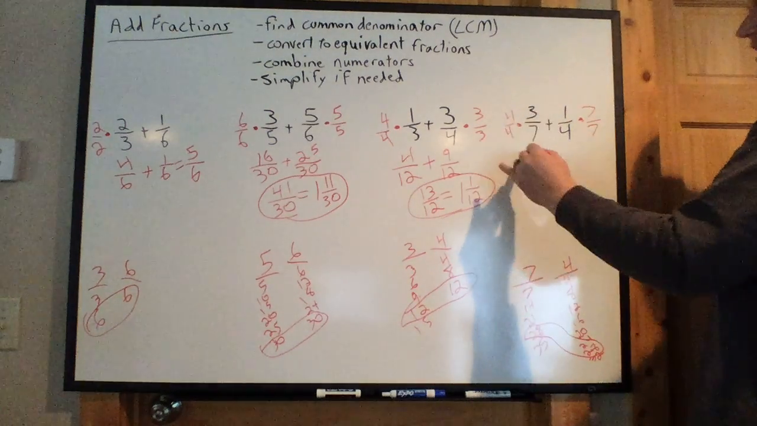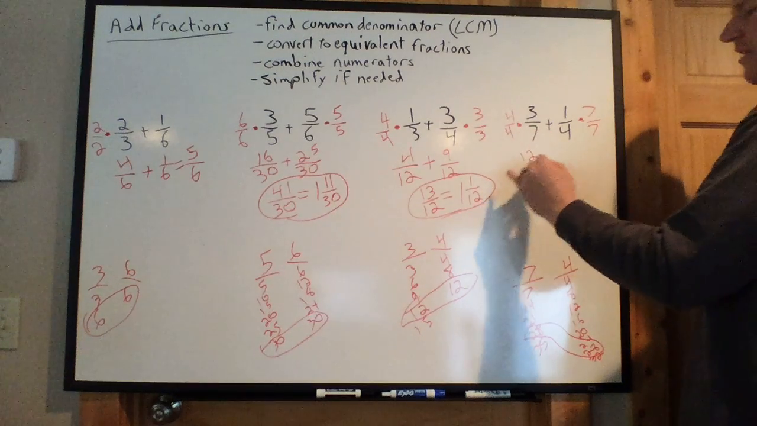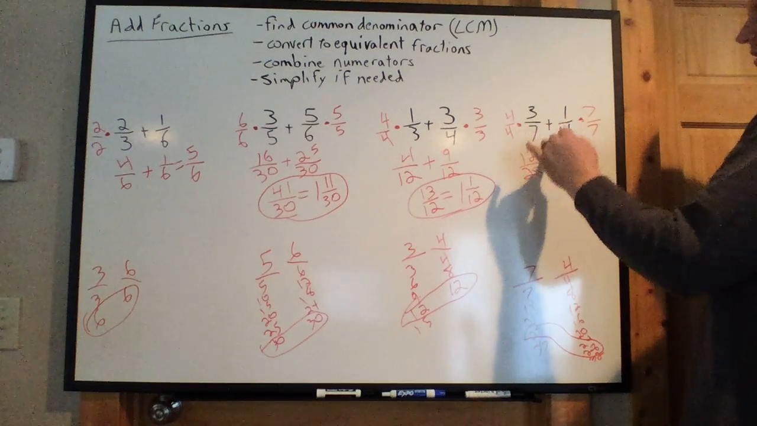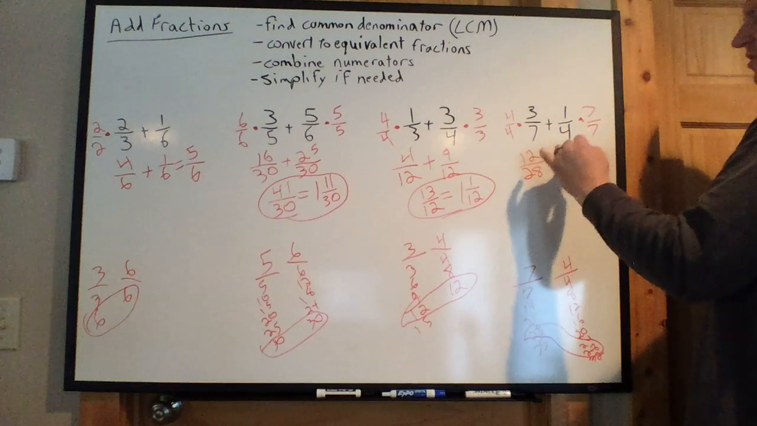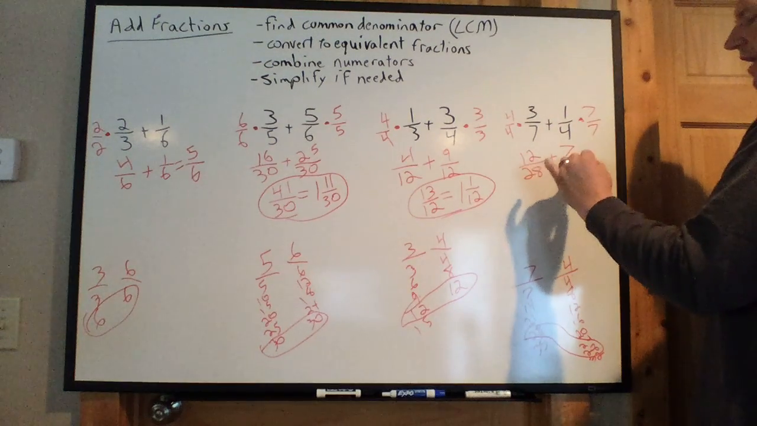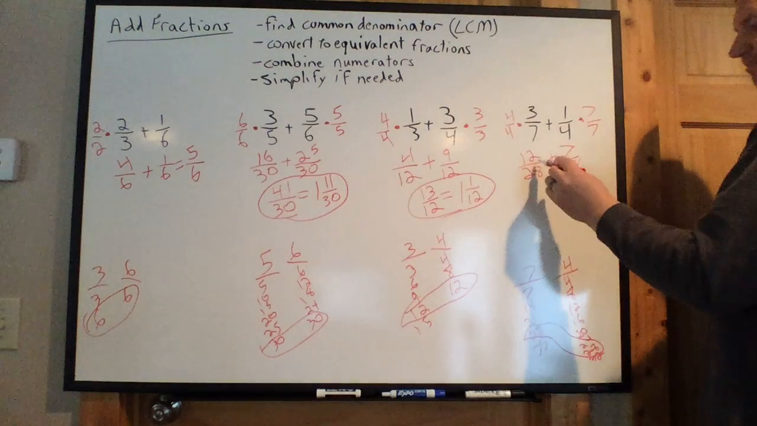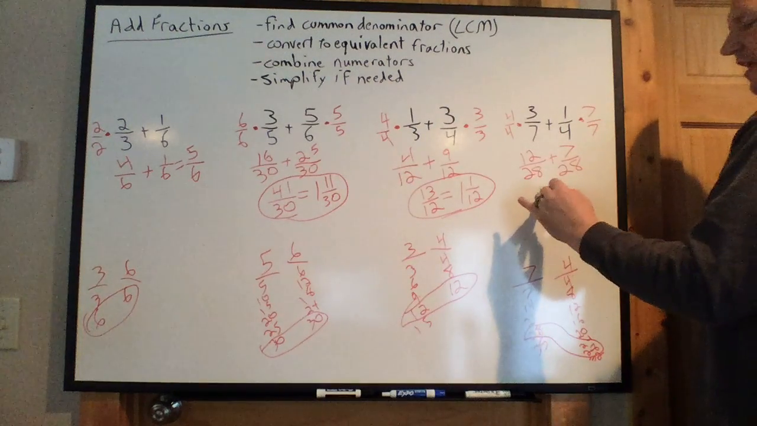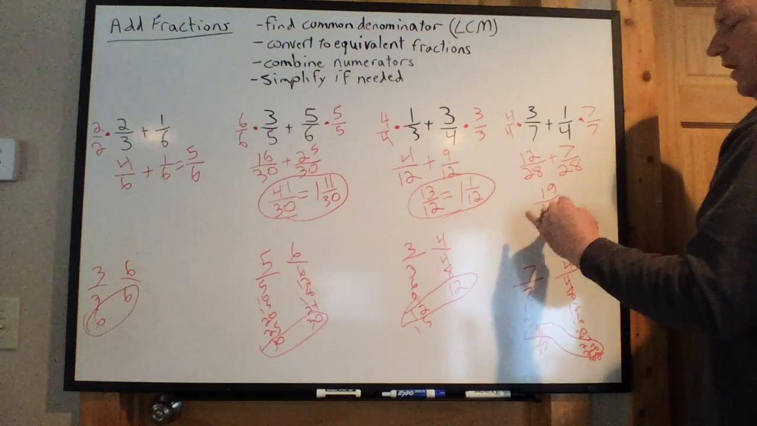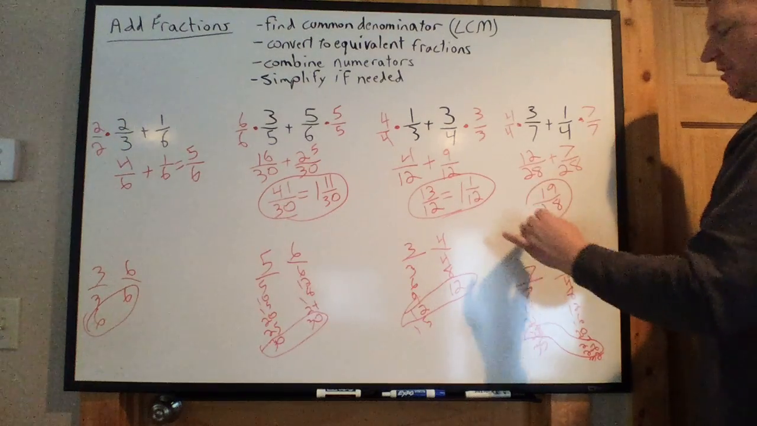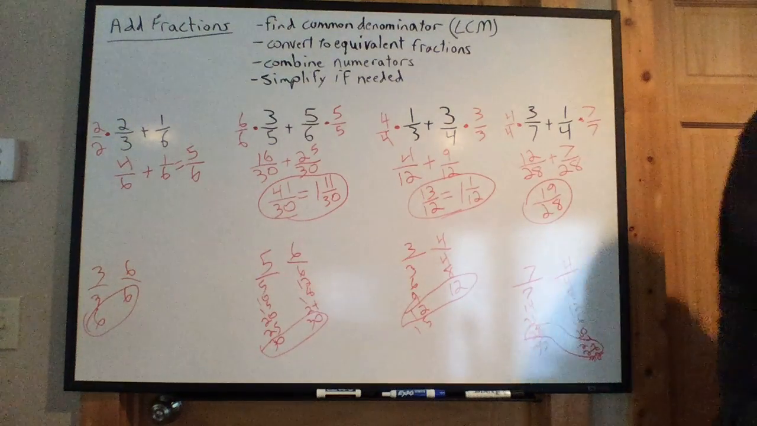4 times 3 gives me 12. 4 times 7 gives me 28. Plus 1 times 7, which is 7. 4 times 7 is 28. So combining my numerators, 12 plus 7 gives me 19 over 28. And that is a fraction that cannot be simplified, so we're going to leave it as our final answer.